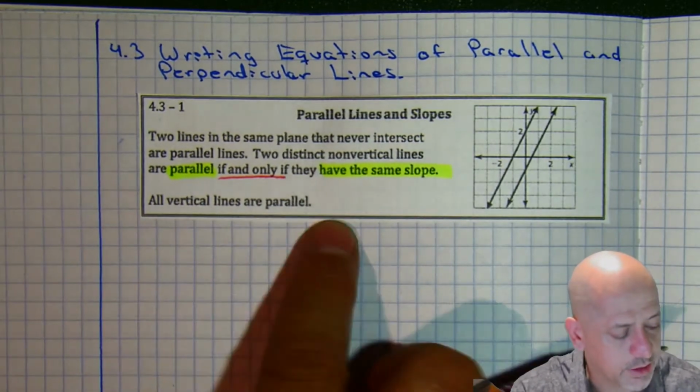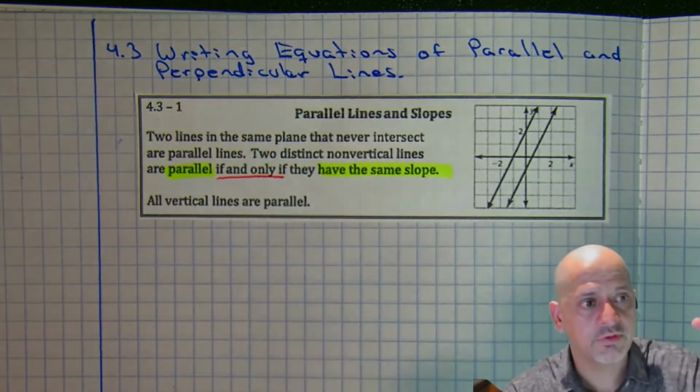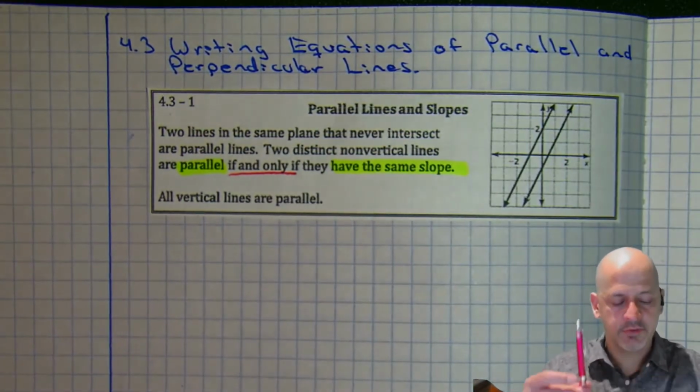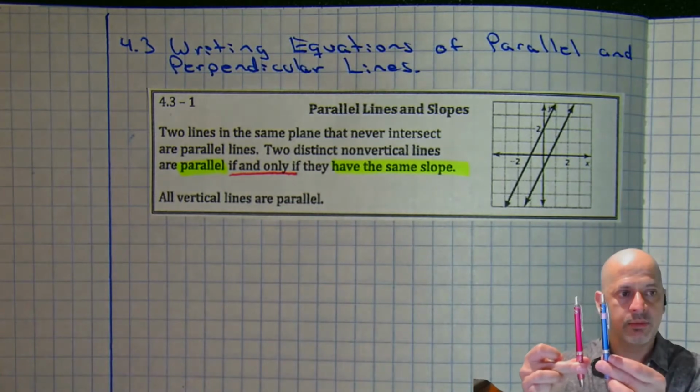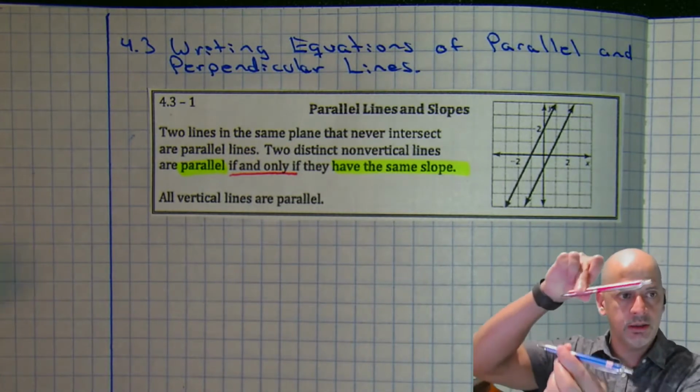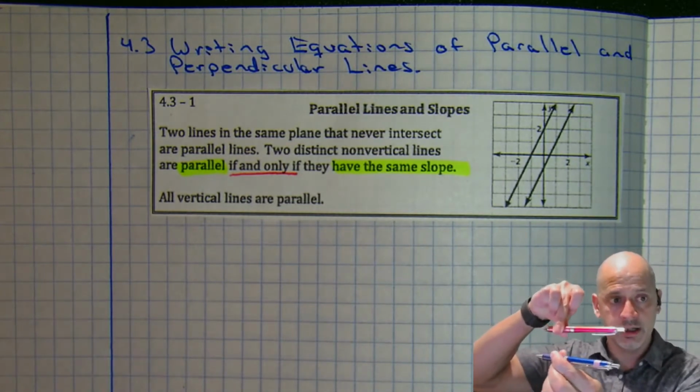All vertical lines are parallel, correct? If you have a vertical line and you have another vertical line, that means that they all are parallel. And we can say all horizontal lines are also parallel.